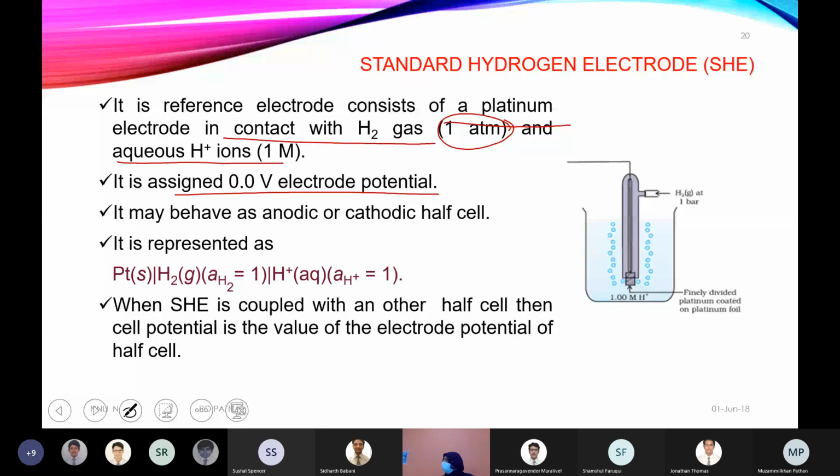So standard hydrogen electrode: platinum in contact with hydrogen gas at 1 atm or 1 bar pressure, with H plus ions in 1 molar concentration, and its electrode potential is assigned as 0.0 volt. This SHE can act as either an anode or a cathode based on which half cell it is connected with. So it's not that a standard hydrogen electrode will always be anode or cathode. It can change.